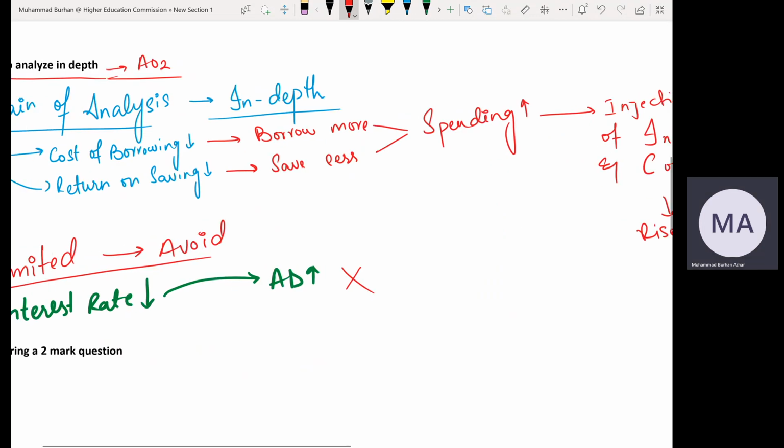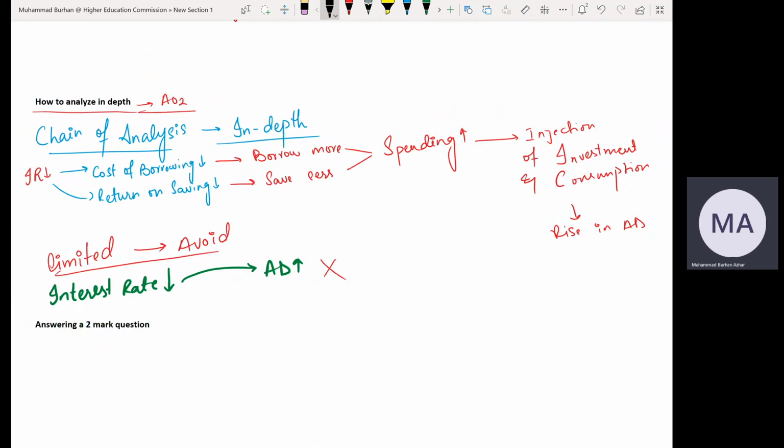See, this is what a developed chain of analysis is. All these links in between are explained. I have linked everything and the eventual result is a rise in aggregate demand. Limited analysis में भी मैंने यही बात की थी कि interest rate कम होने से aggregate demand बढ़ जाती है. But I missed all of these things. ये जो अंदर की पूरी कहानी है, I missed that. And that is the place where I was wrong and where I lost marks. So one of the things that you should remember is that you have to develop a chain of analysis and the analysis should be in depth.